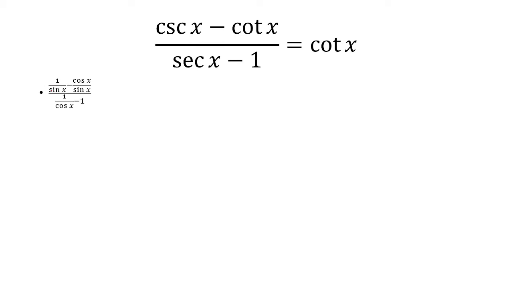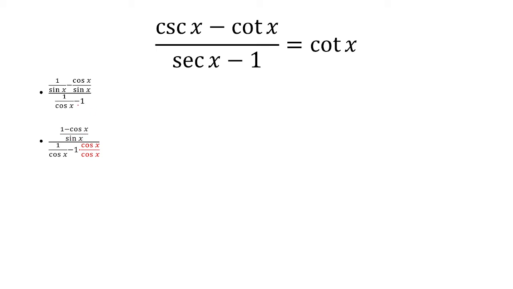Cosecant is just 1 over sine. Cotangent is cosine over sine. And secant is 1 over cosine. Now, the first fraction, since they have the same common denominator, I can bring it all to one fraction. So that'll be 1 minus cosine over sine.